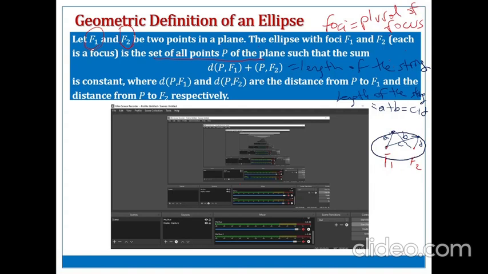So the distance from the point to F1 plus the distance between the point and the second focus, they all have the same sum. When you change the points, you have this sum always fixed.